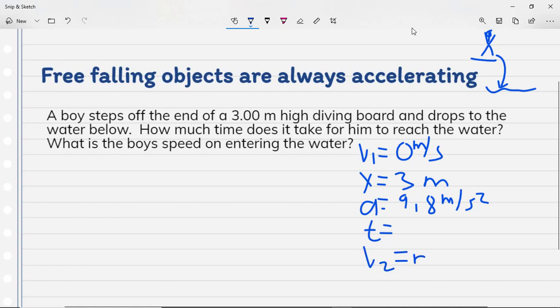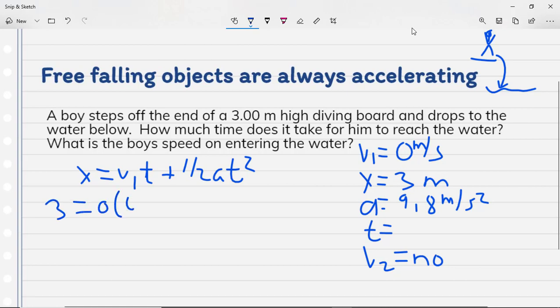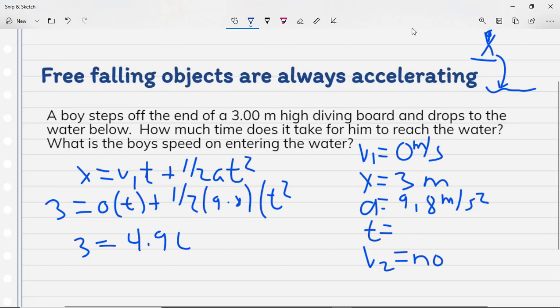That is not included. So we're going to use the equation x equals v1 times t plus 1/2 at squared. And since we're looking for t, we're just going to plug in our information and solve. So we go 3 meters. v1 is 0 times unknown t, so that'll cancel, which will be nice. We have 1/2 9.8 t squared. So we get 3 equals half of 9.8, 4.9 t squared. And then we're just going to solve for the value for t. T is equal to 0.782 seconds.